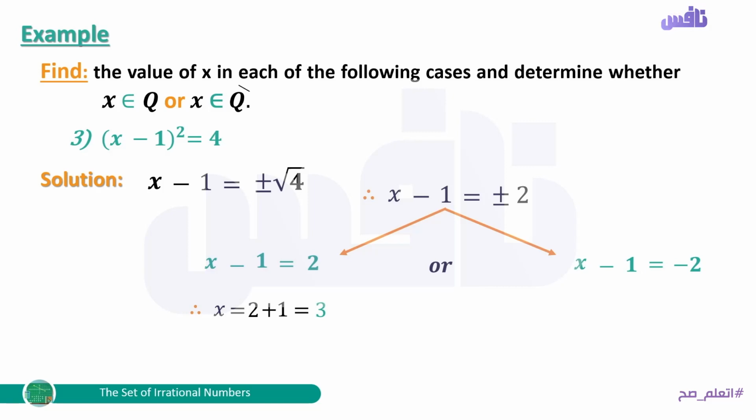And the number 3 belongs to Q. Therefore, x belongs to Q. The second equation, x minus 1 equals negative 2. Negative 1 will go to the other side by the opposite sign, which is positive. So we have x equals negative 2 plus 1 equals a negative 1. And the negative 1 also belongs to Q. So we write that x belongs to Q.